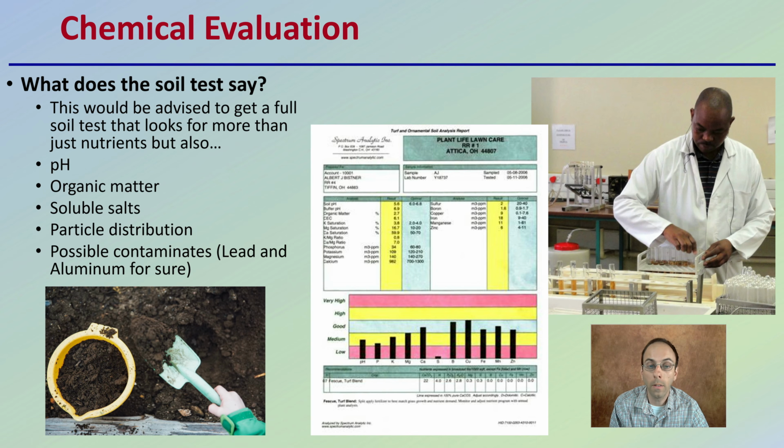What are you interested in on the soil test on this potential field? Well, consider the pH, the organic matter, soluble salts, particle distribution, and possible contaminants such as lead and aluminum, for sure is what I'd be checking. And many labs perform those tests normally. So it's a good idea to get a good chemical evaluation of the soil, to have an idea of, while it may look good, what the chemical profile of that soil test suggests. Because it also gets into what amendments you might be looking at adding.